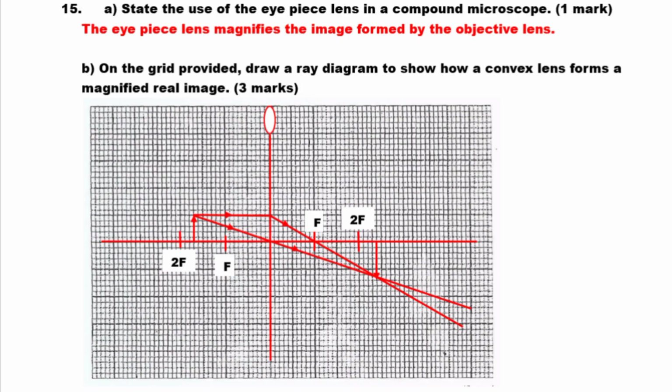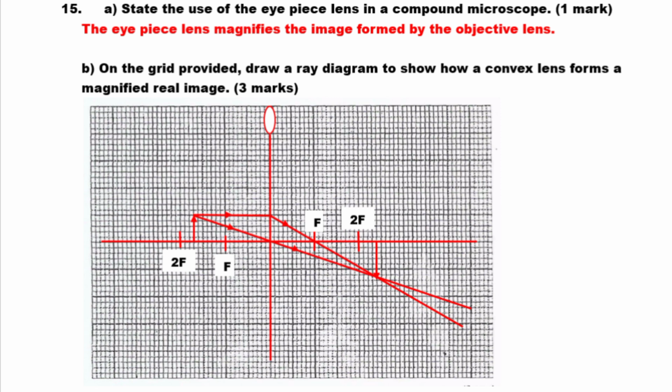Question 15. A. State the use of the eyepiece lens in a compound microscope. The eyepiece lens magnifies the image formed by the objective lens.